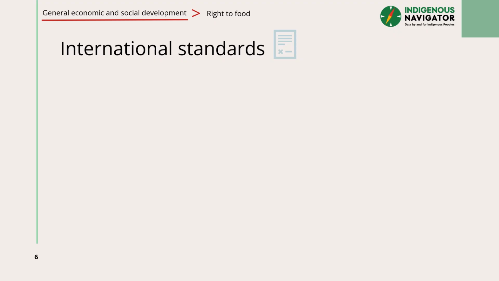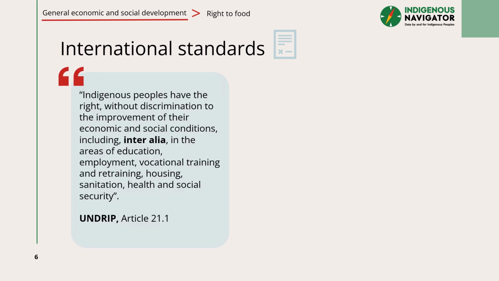The rights of Indigenous communities to economic, social, and cultural rights can be found in Articles 21 and 22 of UNDRIP. Article 21 says, Indigenous peoples have the right, without discrimination, to the improvement of their economic and social conditions, including, inter alia, in the areas of education, employment, vocational training and retraining, housing, sanitation, health, and social security. While the right to food is not explicitly mentioned, the use of the term inter alia refers to all economic, social, and cultural rights, including the right to food.